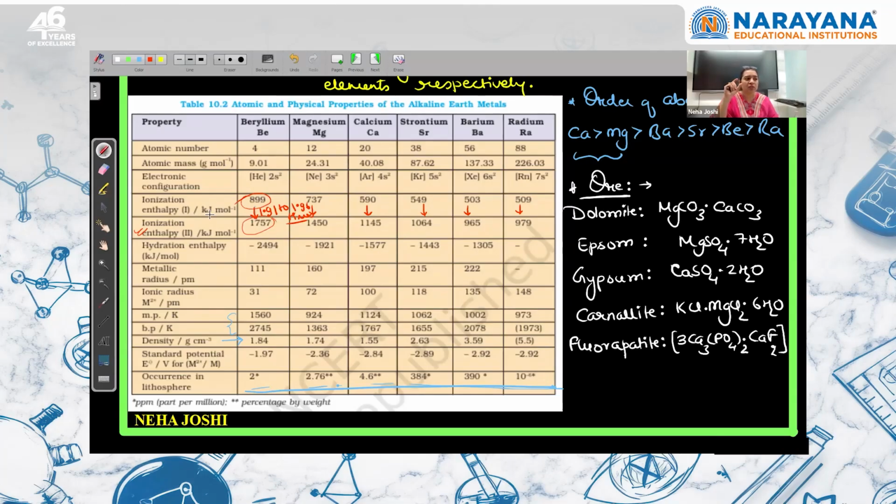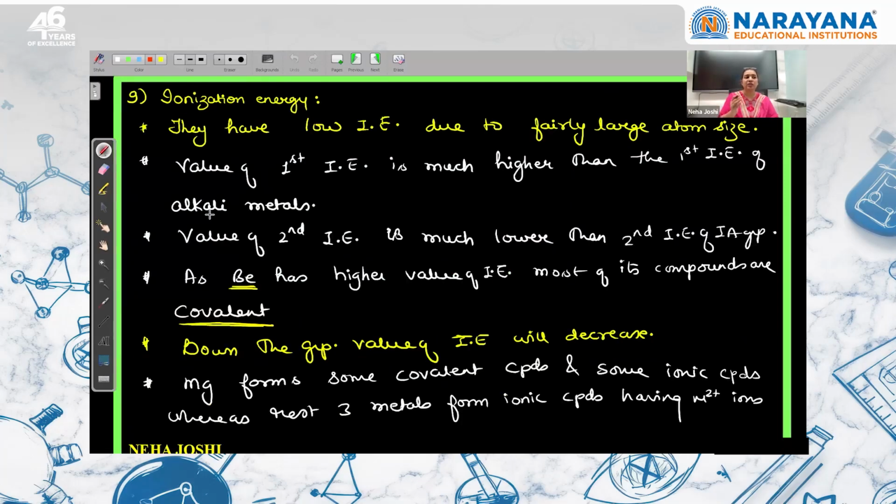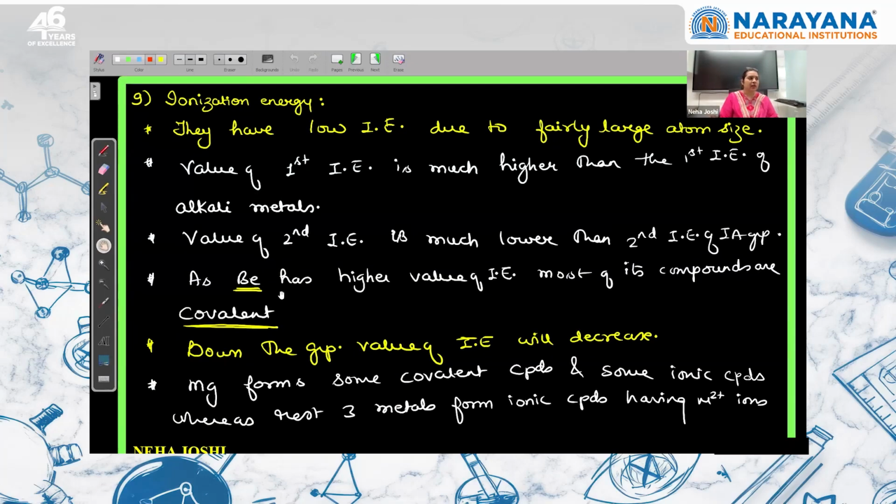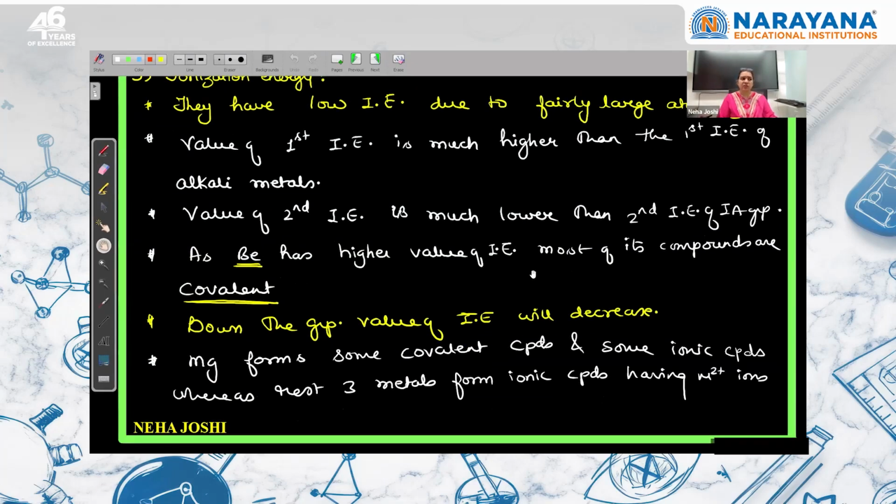So if two consecutive ionization energies are given, with properties appearing similar, please check the number of times the second ionization energy is of the first. Using that relation, you can conclude whether the given metal is from the first group or from the second group of periodic table. Beryllium has higher value of ionization energy and it usually forms covalent compounds. It does not form ions because of very small size.